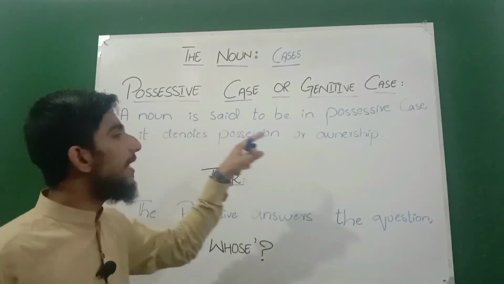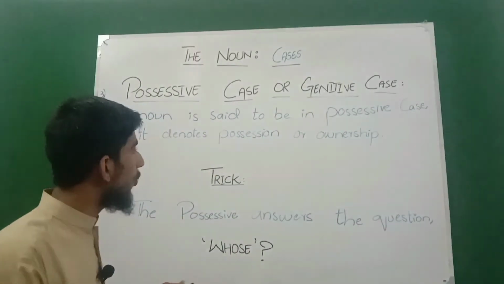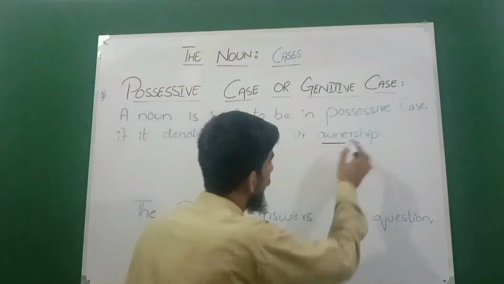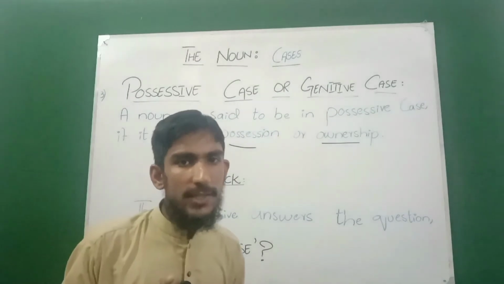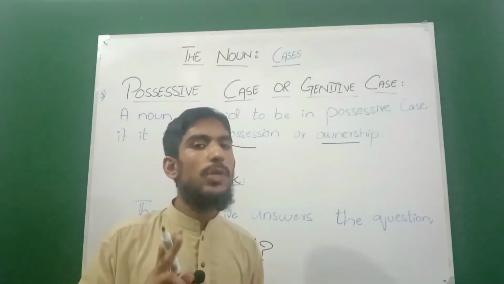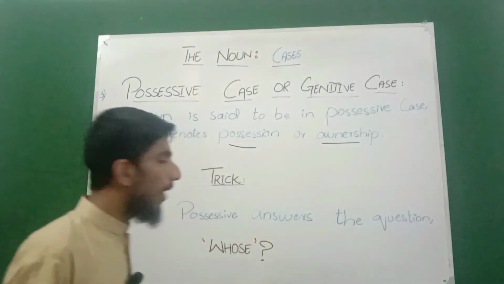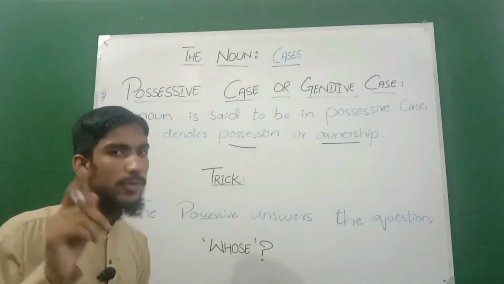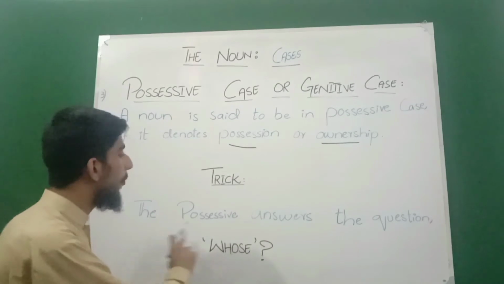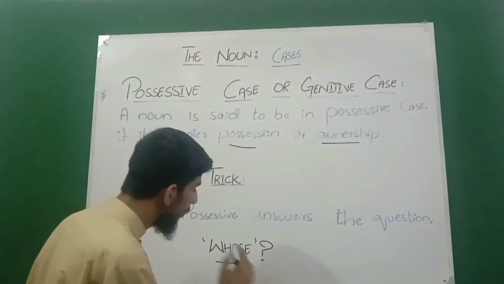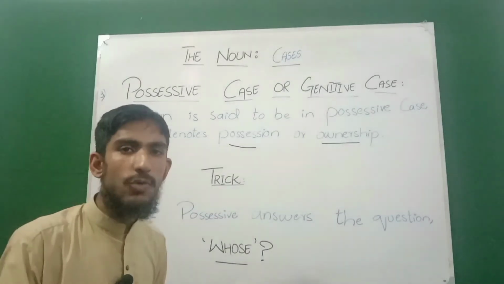A noun is said to be in possessive case if it shows two things: possession or ownership. A noun is said to be in possessive case or genitive case if it shows possession and ownership. Now I will give you a short trick for how to find possessive case in a sentence. Remember that the possessive case answers the question whose.